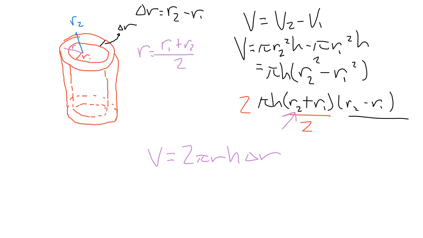Similar to what we did with our last example, we can think of this as being related to our circumference, our height, and our thickness. And also similarly to what we did last time, we can think about this in terms of a Riemann sum.